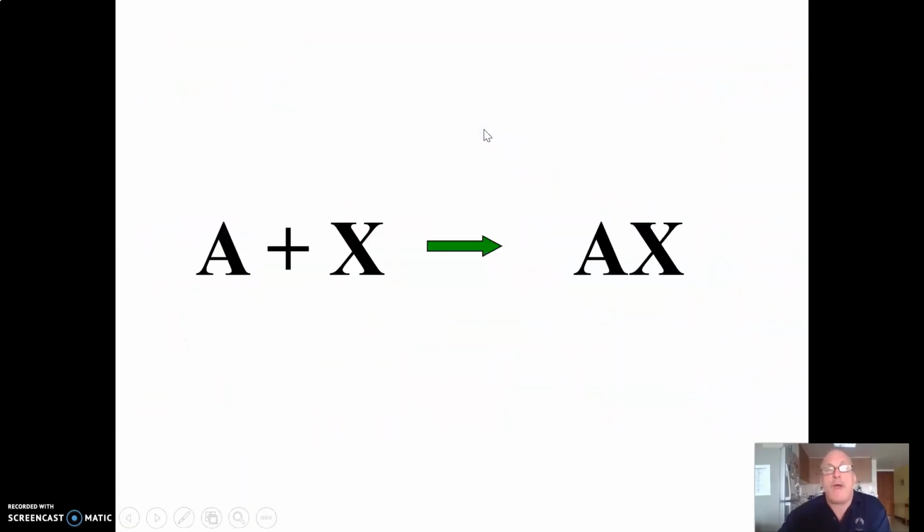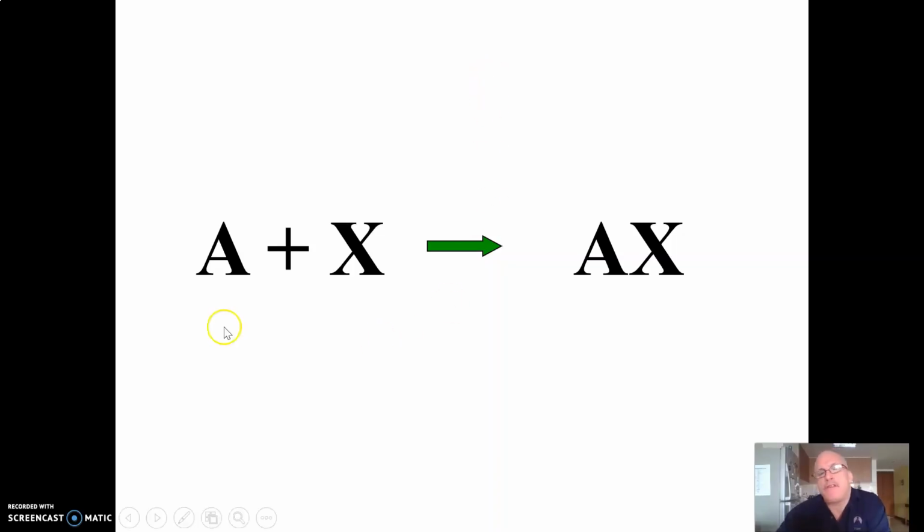Now at IB level, there are times when you change the concentration of a reactant and it has no effect on rate. Or there may be times where it's not proportional. It rises, but not in proportion. So it's a little bit more complicated.